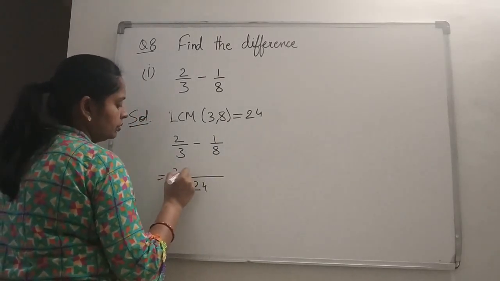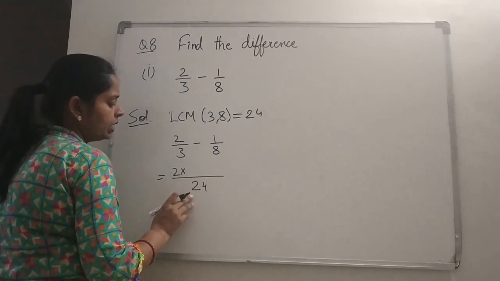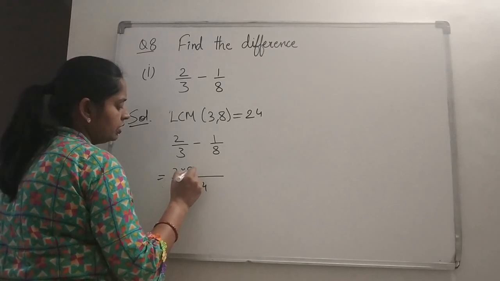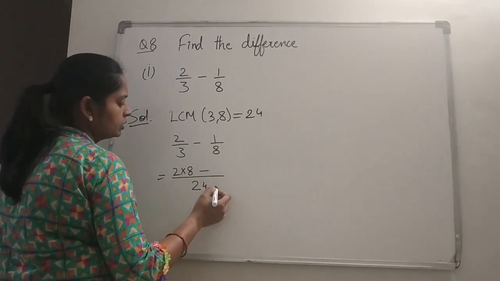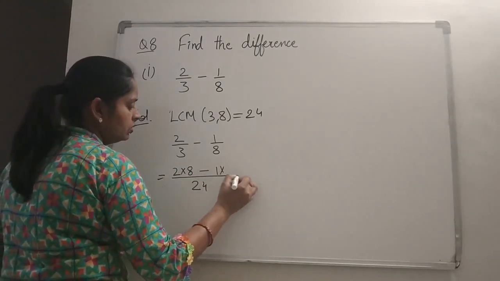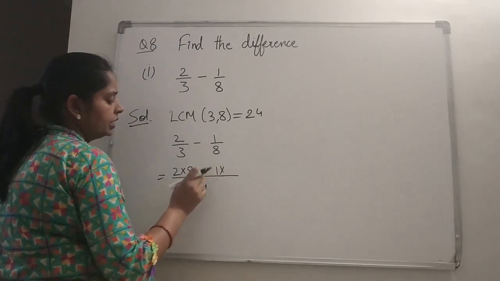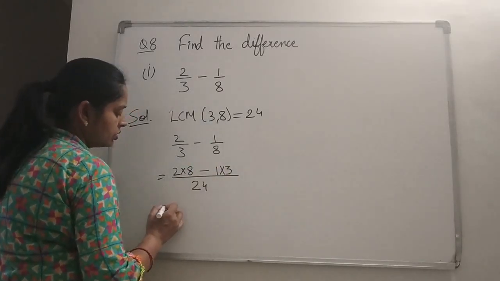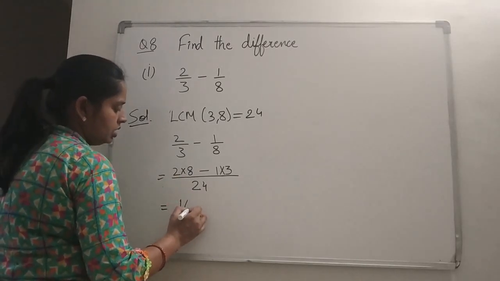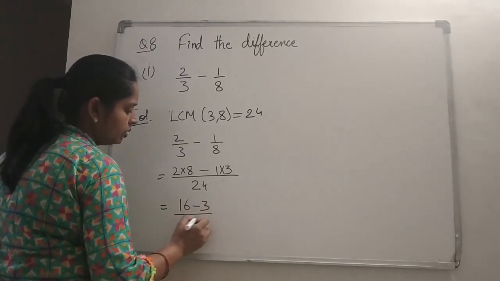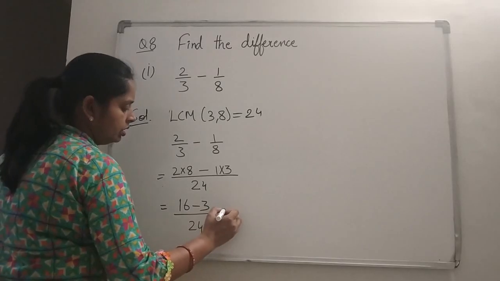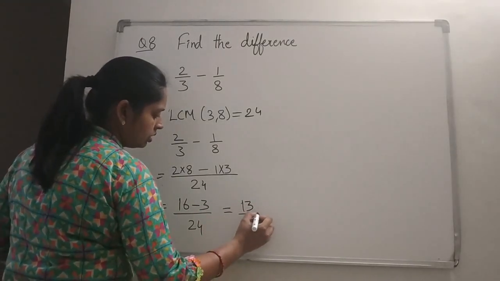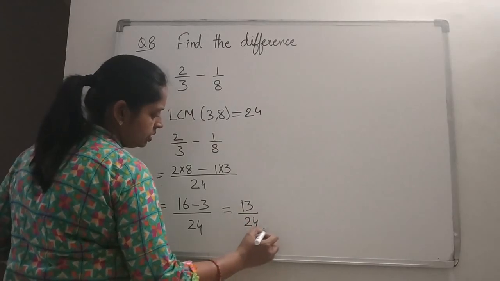So 2 into, in 3 what do we need to multiply to get 24? That is 3 8s are 24. So 8 we multiply with 2, minus 1 into what do we have to multiply? 8 3s are 24, so we have to multiply it by 3. So your answer is 8 2s are 16 minus 3 upon 24. This will be equal to 16 minus 3, which is how much? 13 upon 24. So this will be your answer.